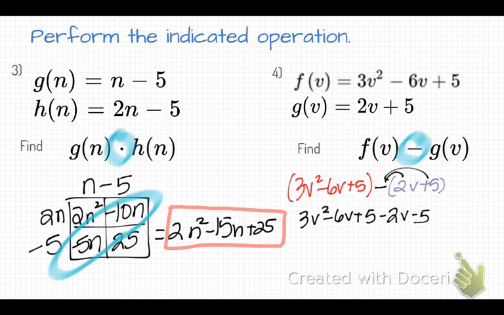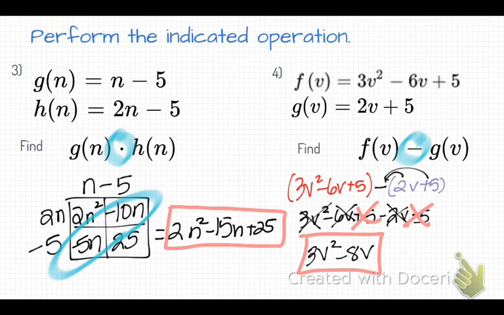Okay, does 3v squared have a like term to combine with? No, so I'm just going to rewrite it. And another thing I'd like to do is cross it off so I know I already took care of it. What about negative 6v? Does that have a like term? Yeah, what is it? Negative 2v, and how do they combine? Negative 8v. And what about 5? Does it have a like term? Yeah, negative 5, but they cancel out, they become a 0 pair. So that means 3v squared minus 8v is my answer.